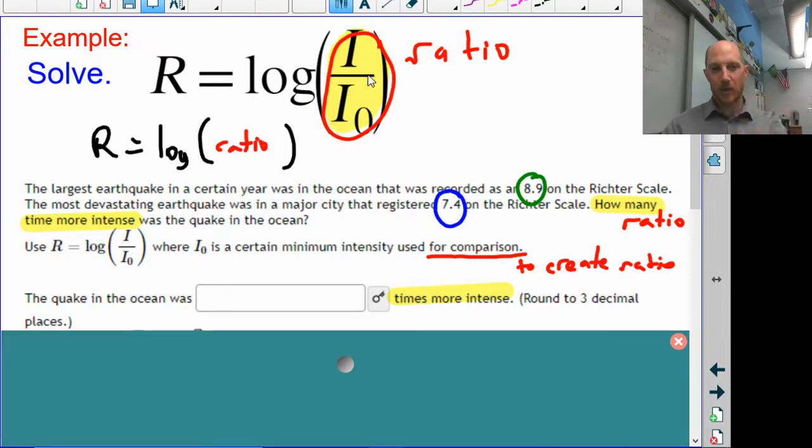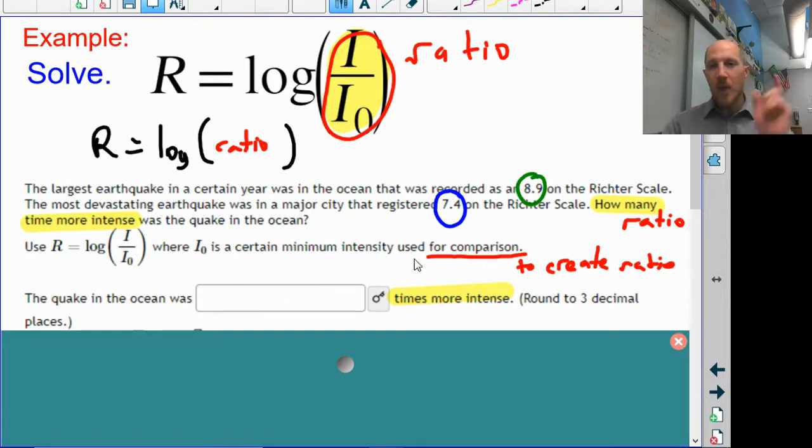Okay, well, that's what the letter I is about. It's that ratio of intensity. So in highlighted yellow there, how many times more intense? That's referring to this ratio. So basically, it's just the thing inside the log, inside those parentheses. That's our final answer, right? Okay, so the quake in the ocean was how many times more intense? So we've got to find out.